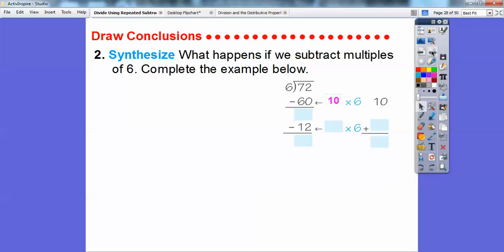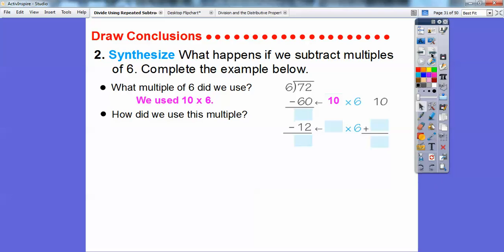Well, 10 times 6 equals 60. So 10 times 6 equals 60, all right? This is asking what multiple of 6 did we use? We used 10 times 6, or 10. So how do we use this multiple? Well, we subtracted 60 now, because this is 60. We subtracted 60 from 72, and that's how this 12 came here.